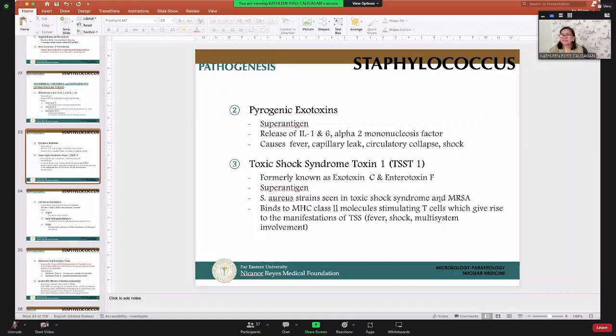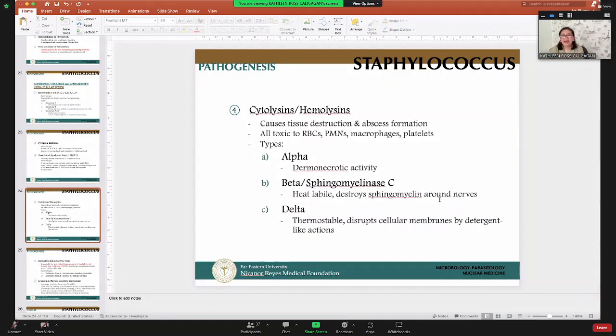Clinically, the presentation of the patients will have fever, shock, and multi-system involvement. How? This toxin binds to major histocompatibility complex class 2 molecules, stimulating T cells, which give rise to the manifestations of toxic shock syndrome. Then you have the cytolysin and hemolysin, which cause tissue destruction and abscess formation.